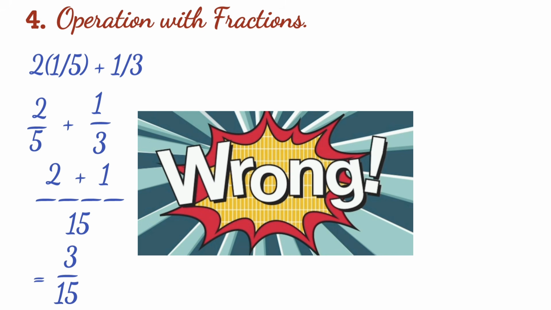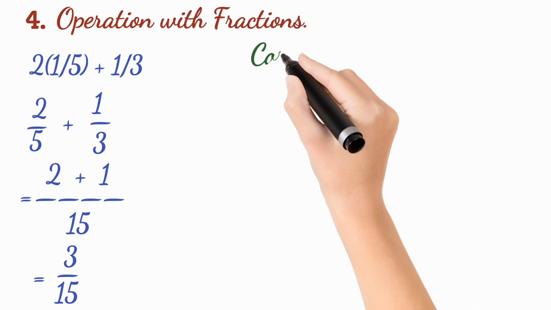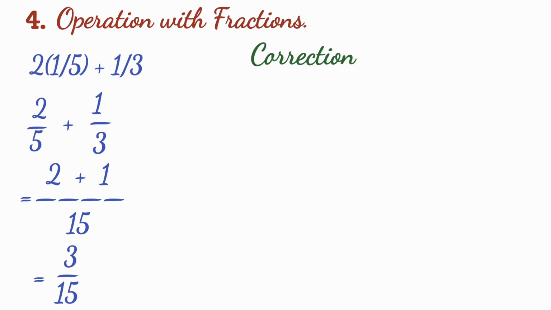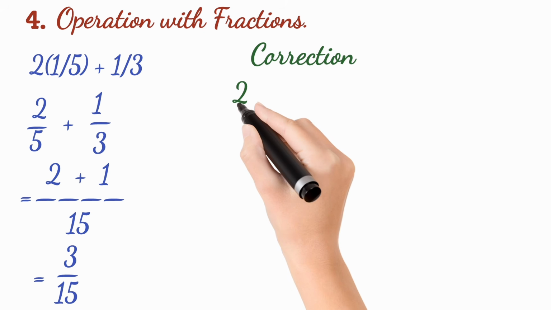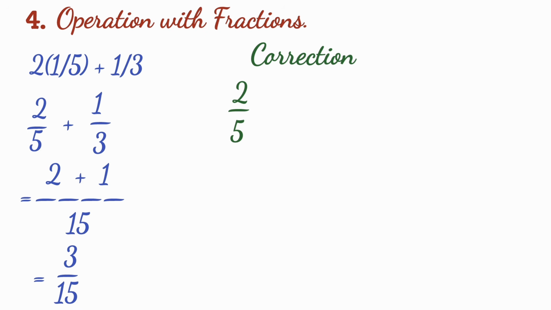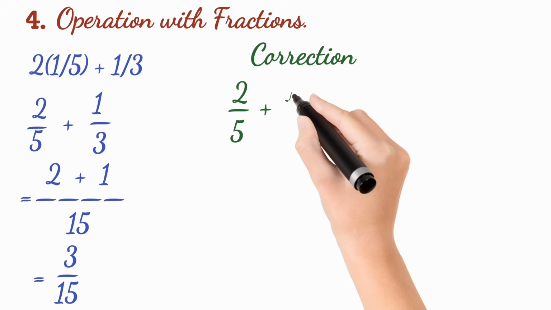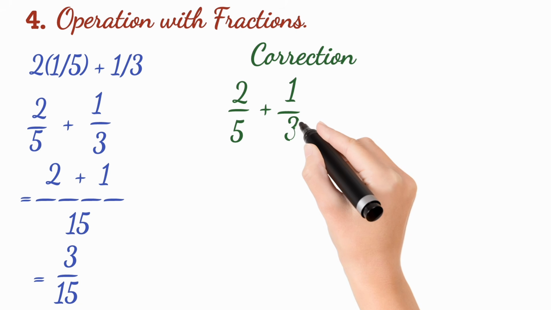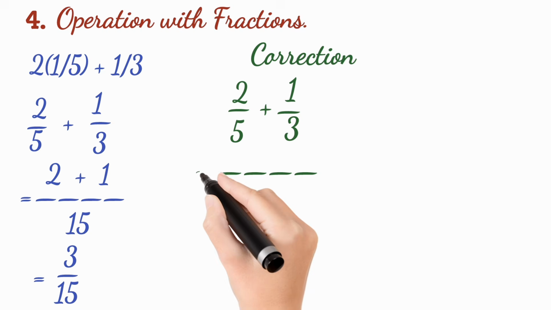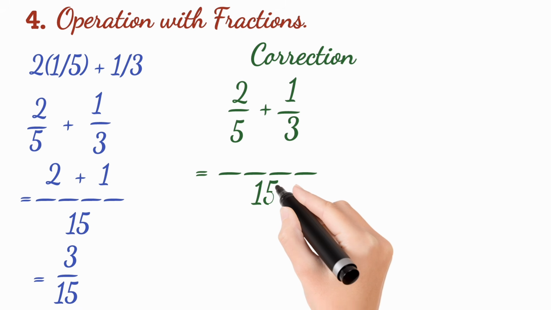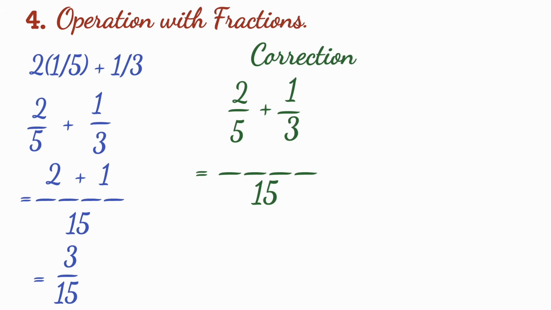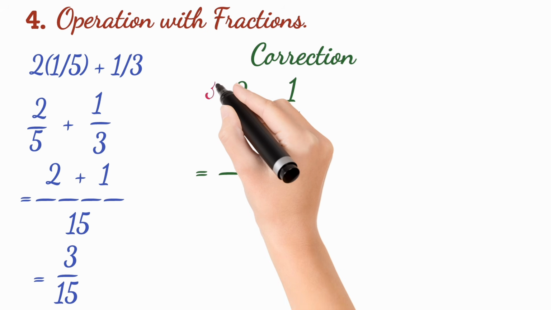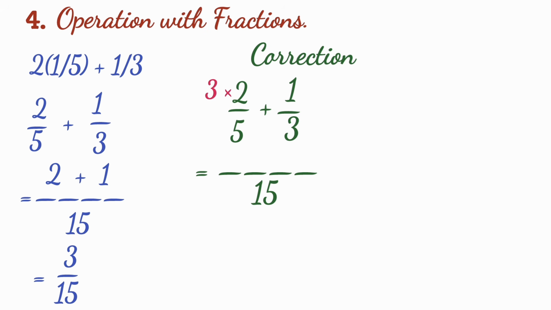Is it correct? It is wrong, children, totally wrong. I am telling you what you will do so that you will never make this mistake in future. At least don't do this easy one wrong. First you write 2 by 5 plus 1 by 3 and you know the LCM is 15. So you write 15. Next step that is important: this 15 you divide by the denominator 5. 5 3s are 15. Multiply this 3 with the numerator 2.